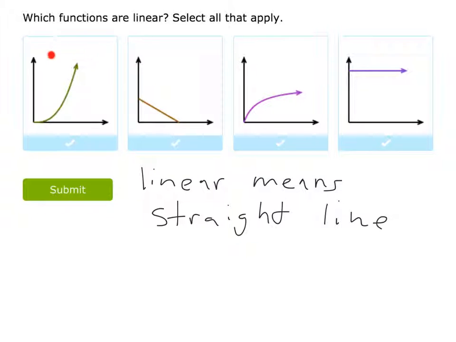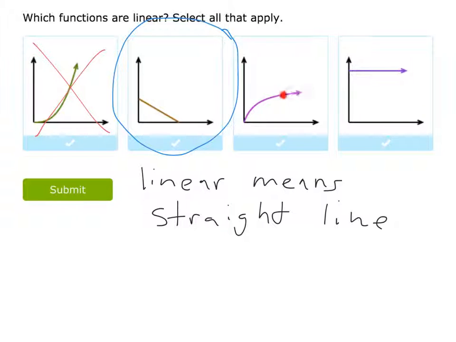Okay, taking a look at our green equation here. The green equation is nonlinear. And because it's nonlinear, that is not the correct answer because we are looking for the word linear. Next, we do have a brown line. And notice that the arrows are missing. But the arrows in this case don't necessarily have to be there. And therefore, because the brown line is straight, it is linear. So this one is one of the correct answers. But remember, the question is asking for you to select all that apply. So we need to keep going.